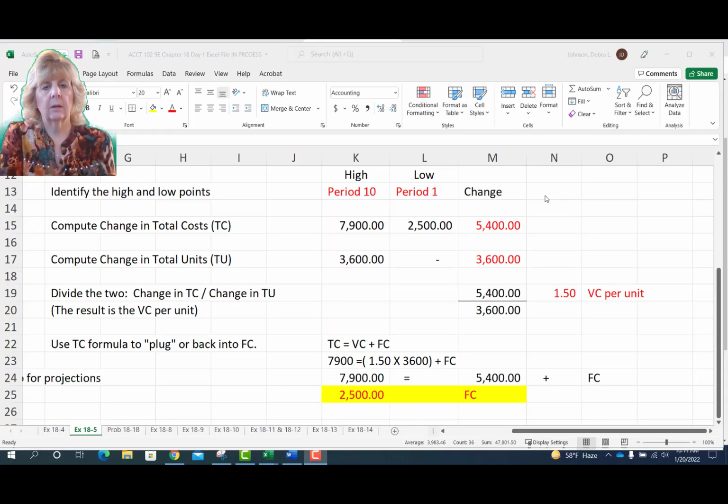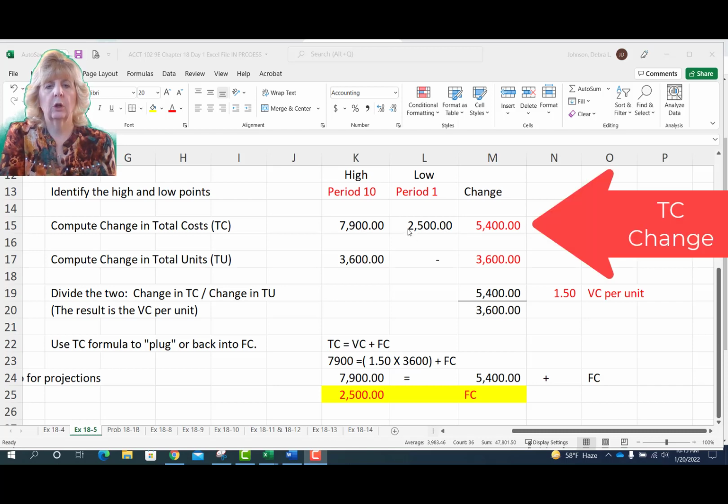Let's see how you did. The highest point in terms of total cost was period 10, and the lowest point was period 1. So the cost at the high point was $7,900, and the cost at the low point was $2,500. We took the difference between those two to come up with the change in total cost.